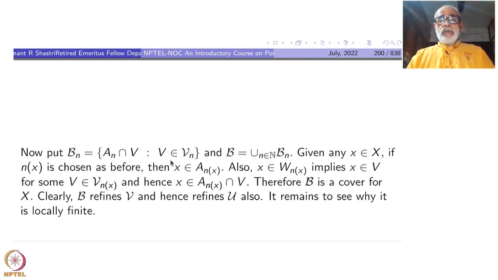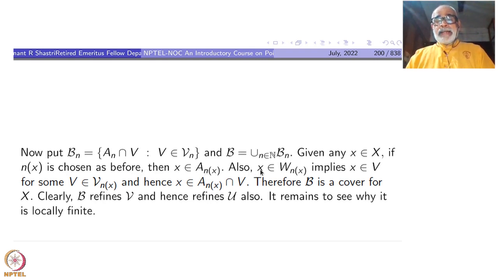So everything is now happening inside Vn. You take An, intersect with each member of V, and put that family as Bn. Then you take curly B to be the union of Bn's, n ranging over the natural numbers. Given any x in X, if nx is chosen as before, namely the first n for which x belongs to Wn, remember that, then we have shown that x is inside Anx.